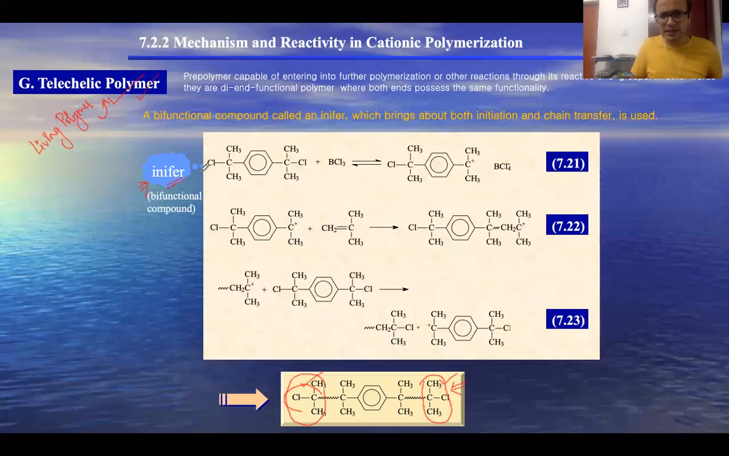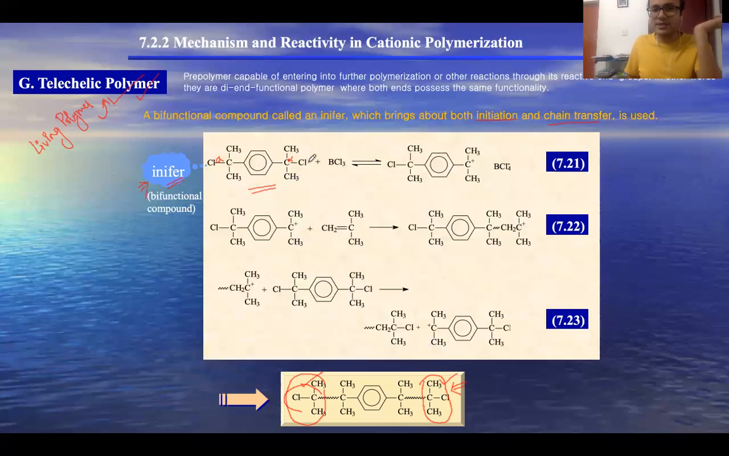So now Iniferes are molecules such as this. In this case, it is alpha, alpha' dichloro isopropyl phenyl compound. This particular compound with bifunctional grouping is called an Inifer because it participates in both the initiation and chain transfer reactions, leading to the formation of telechelic polymers. So let us look into the mechanism.